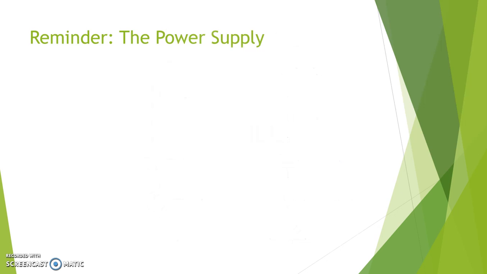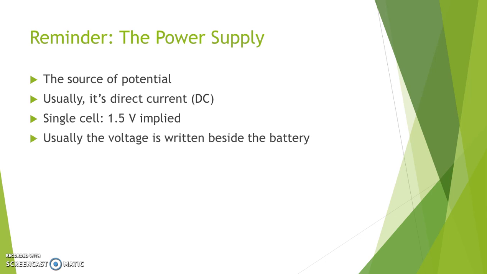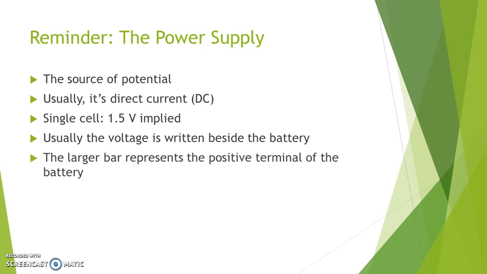Okay, a little bit of reminder about the power supply. It's the source of potential. It's the push for electrons through our circuit. Usually it's direct current in our classroom. Almost always when we discuss, we'll talk about direct current. And if it's a single cell battery like a AA or a AAA battery, it's 1.5 volts implied. So sometimes we won't say it. We'll just draw a single cell and we'll assume it's 1.5 volts. But usually the voltage is written beside the symbol for the battery.